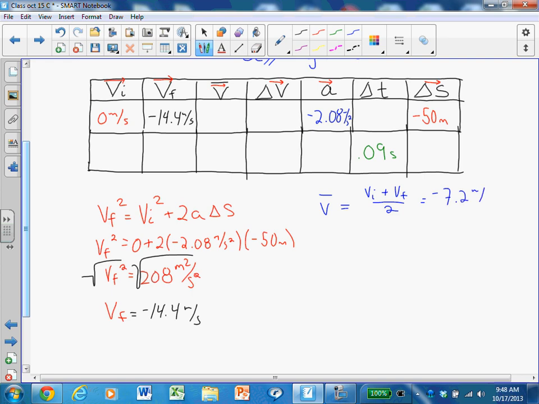I've used so many colors that they have no sense to them, what we knew and didn't know. What else can we find? Well, we're just finding delta V, and what does that equal to? VF minus VI, right? Oh, so that's just minus 14.4 meters per second.